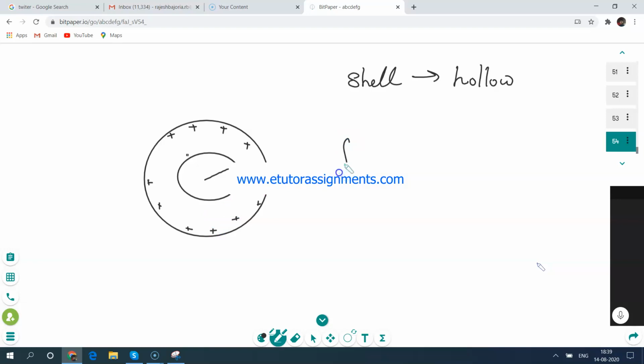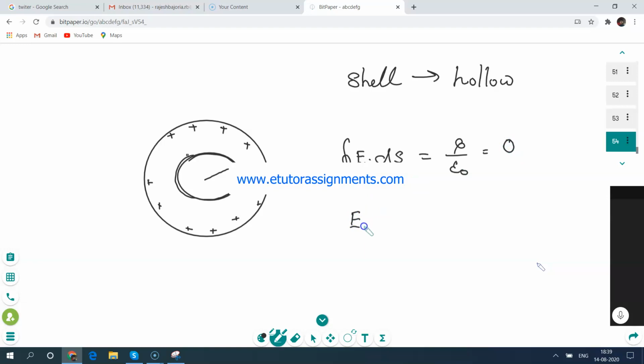Charge enclosed by a Gaussian surface. E dot dS is equal to Q by epsilon naught. That Q is the charge in Gauss's law. The charge lies on the surface of the spherical cell, so inside this Gaussian surface there is no charge. So Q is zero.